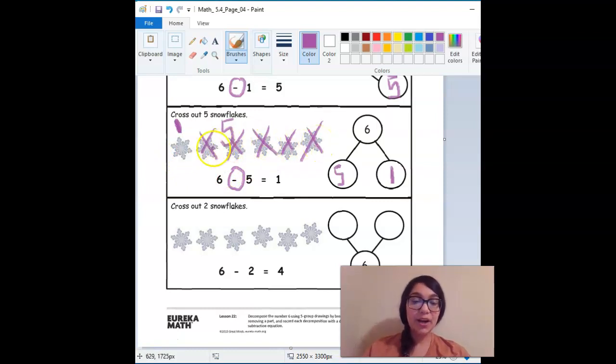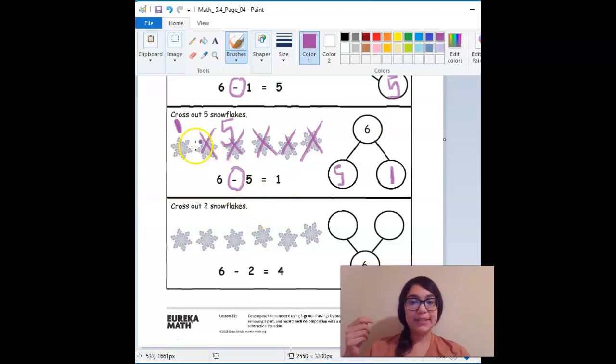Yes, because they already went away. We got rid of them and we only have how many snowflakes left? Yes, we have 1 snowflake left. So let's read our number sentence again. 6 minus 5 equals 1.